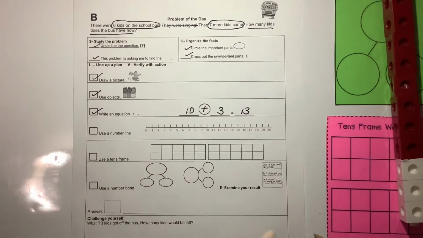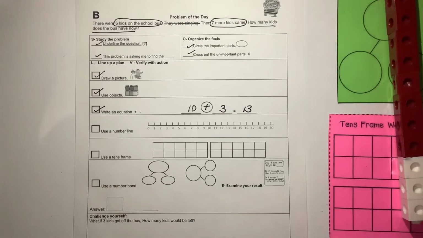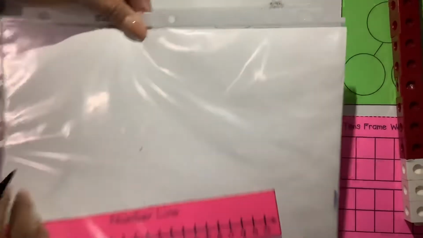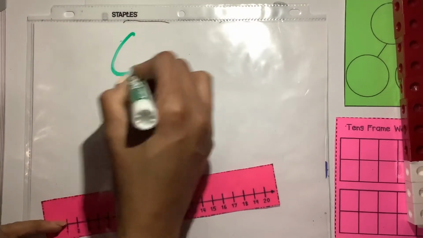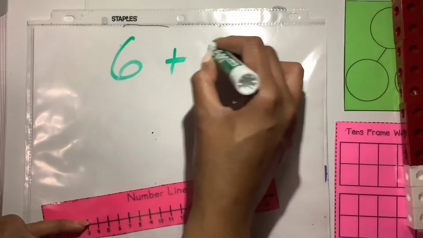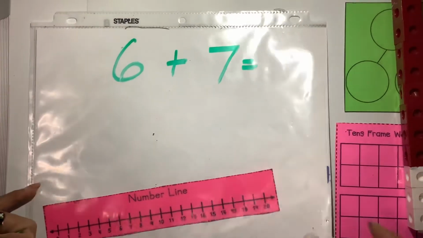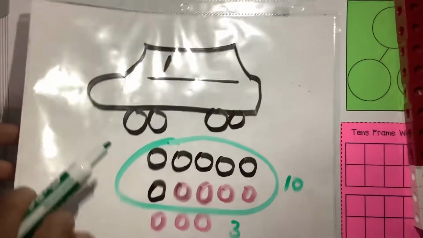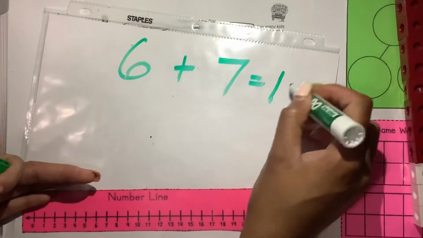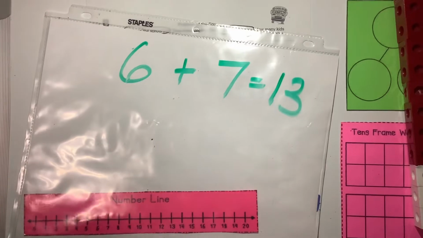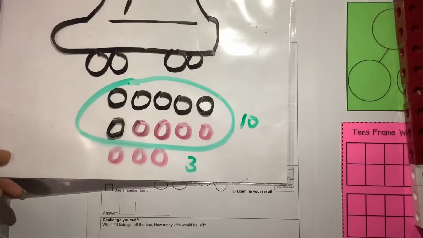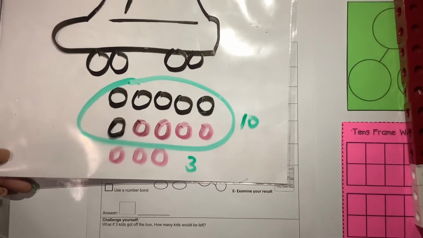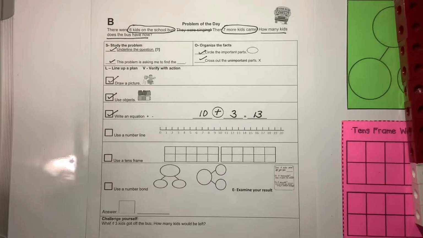However, you can have another equation, and your equation can match the story. And the story said 6 were on the bus, and 7 more came. And when we drew our 6 and 7, we got 13. So boys and girls, you can have 6 plus 7 to match the story, or you can show that you know what teen numbers are and have 10 and 3 as your parts for your equation.